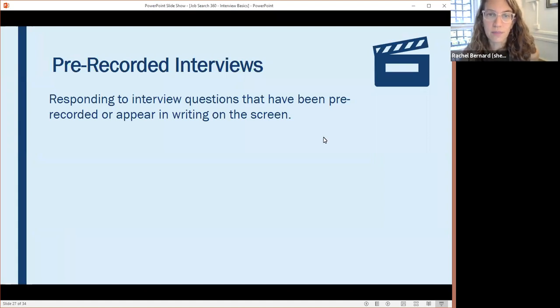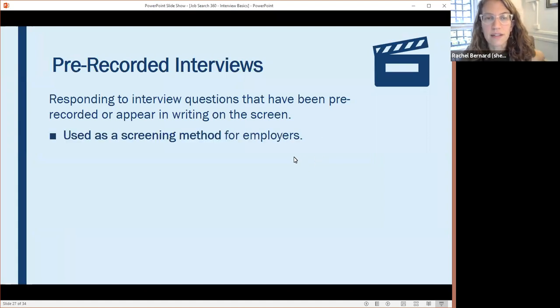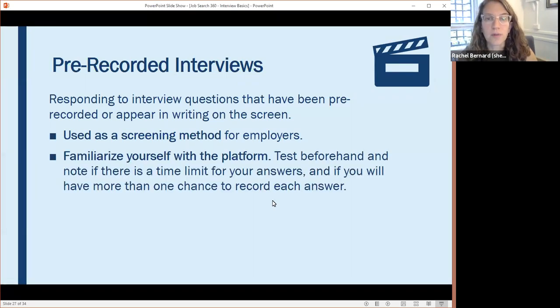So there are lots of different platforms that do this. Again, it's usually an early round. They're usually pretty short. It might just be a few questions. Usually you are able to test beforehand and know whether there's a time limit for your answers. And usually you can test the tech beforehand. So just make sure that you do that. Make sure you know what the time limit will be and that you perform the interview within the time that they give you.